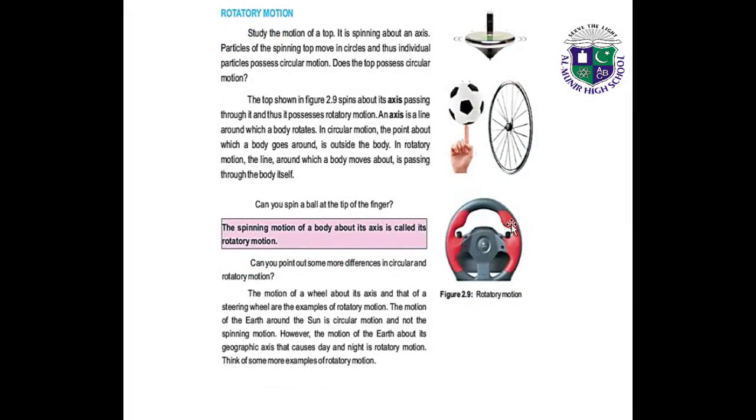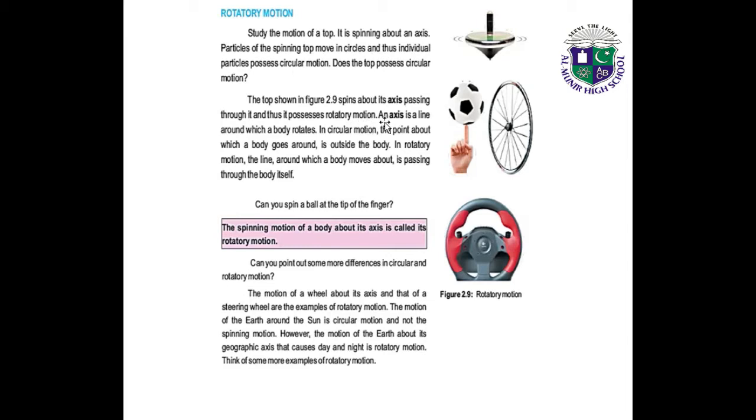Next, the main type is rotatory motion. Study the motion of a top. It is spinning about an axis. Particles of the spinning top move in circles, and thus individual particles possess circular motion. Does the top possess circular motion? Here we have the picture. The top spins about its axis, passing through it, and thus it possesses rotatory motion.